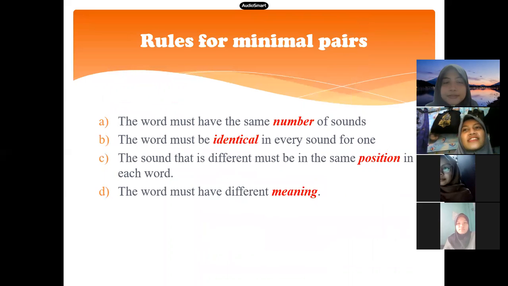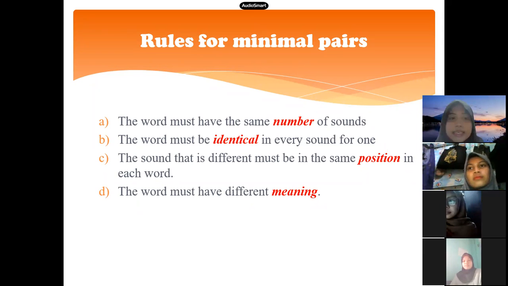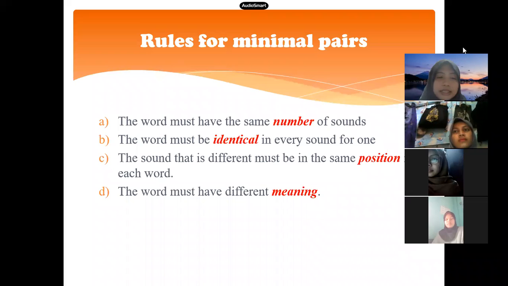This slide will be explained by Ulfi. So these are the rules for minimal pairs. The first one, the words must have the same number of sounds. The second is, the words must be identical in every sound except one. For number 3, the sounds that differ must be in the same positions in each word. And the last one is, the words must have different meanings.